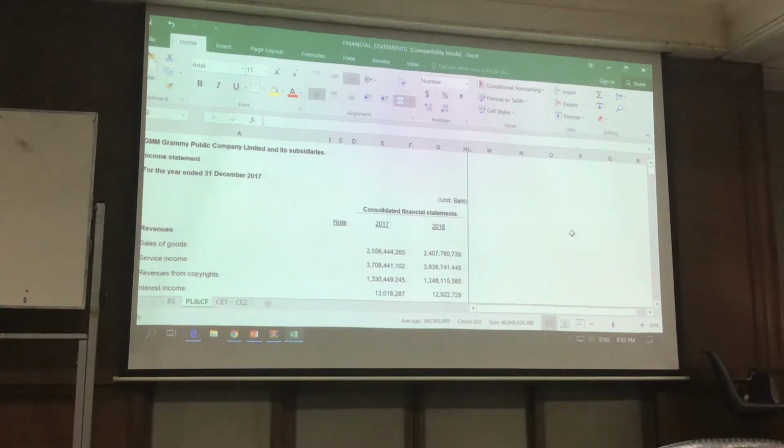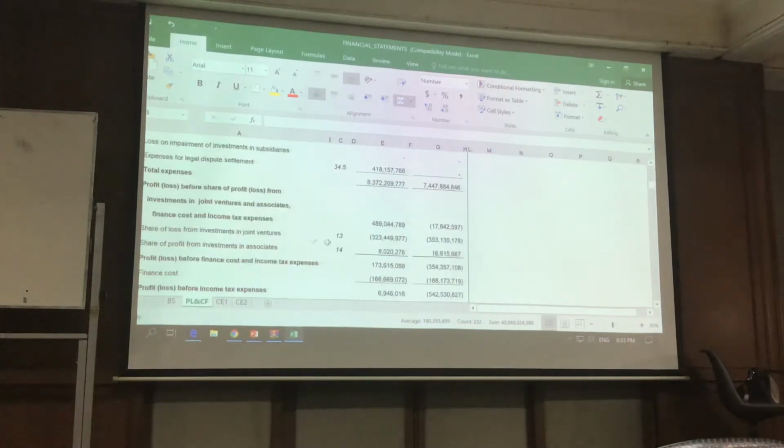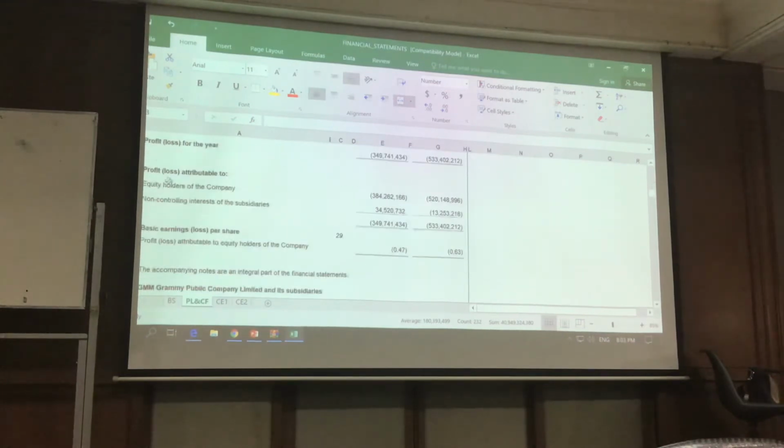P&L. They link all together like a jigsaw. So I'm gonna show you the consolidation for real up there on the screen. If you take a look, profit and loss for the year. This is the profit and loss for the year. Look at the number here.